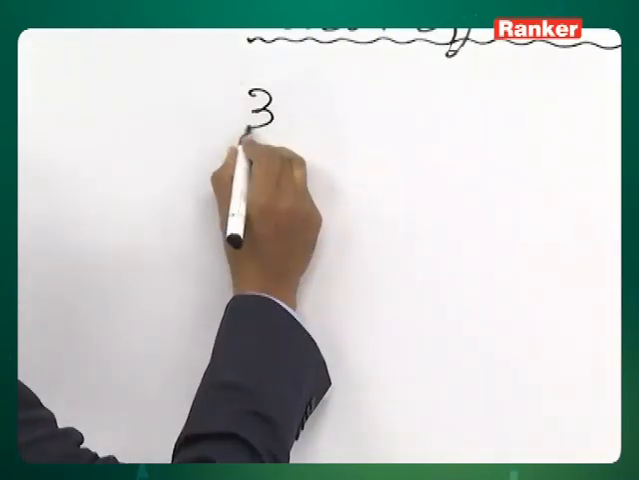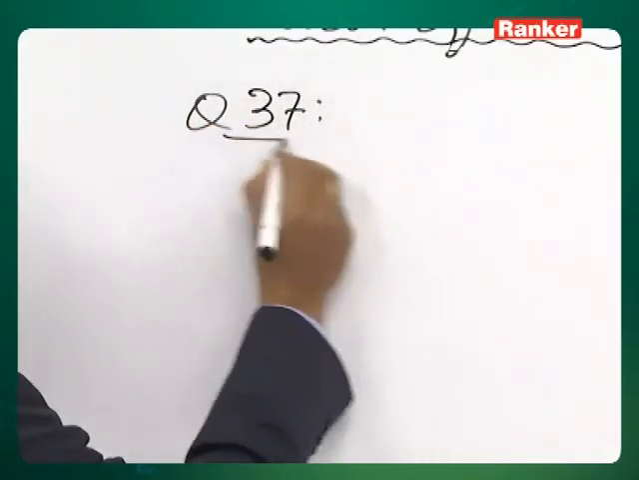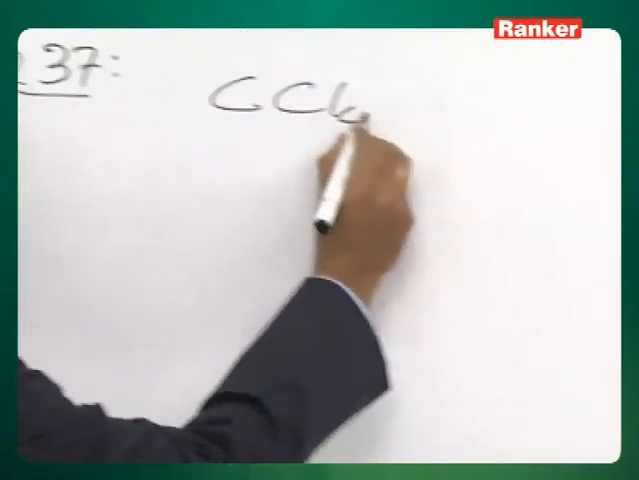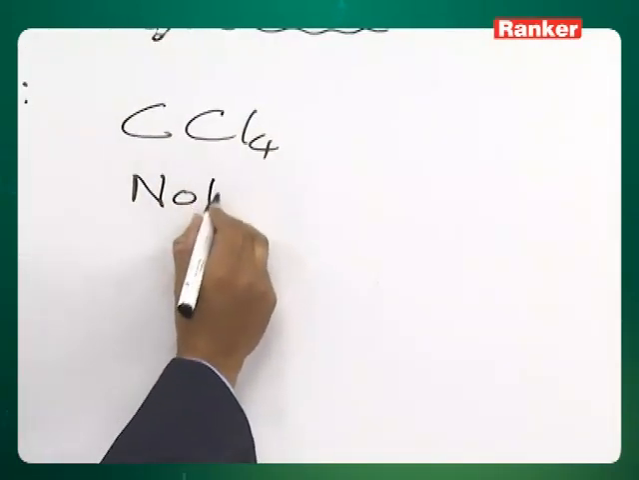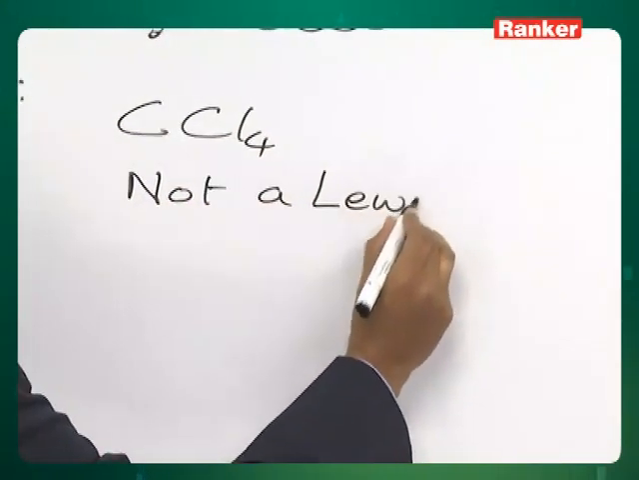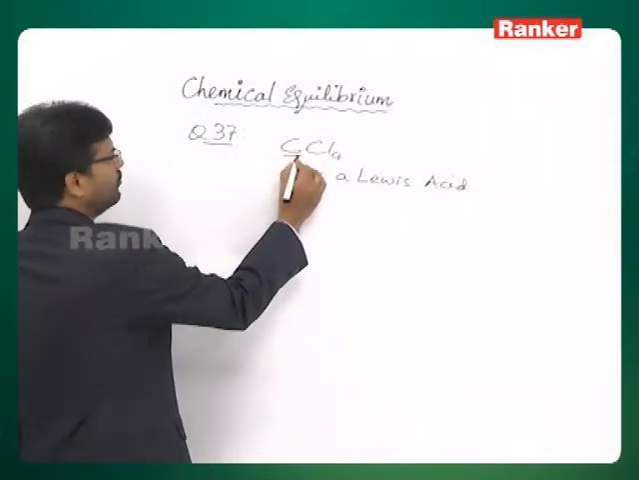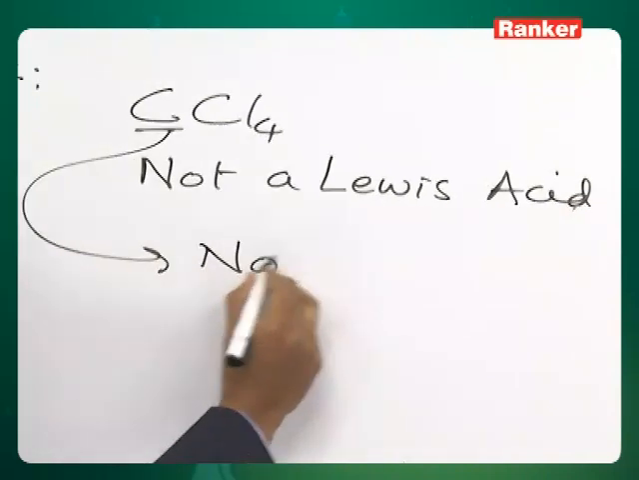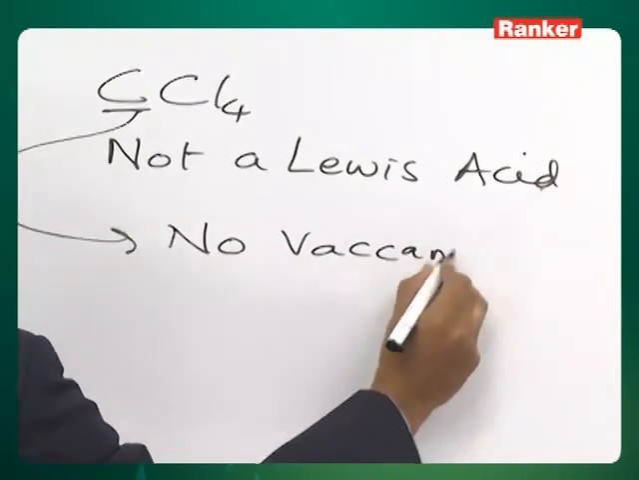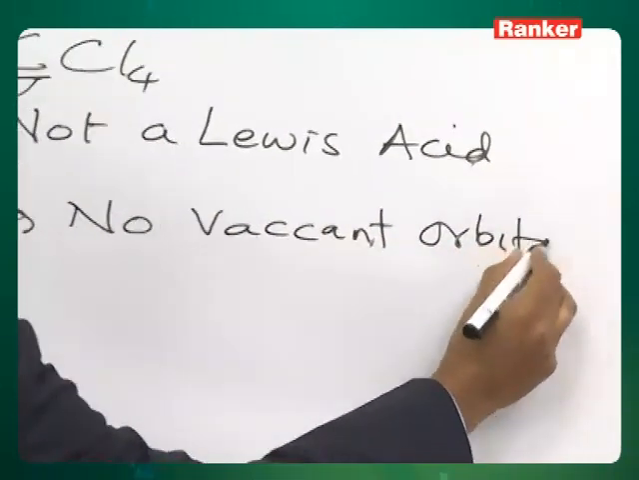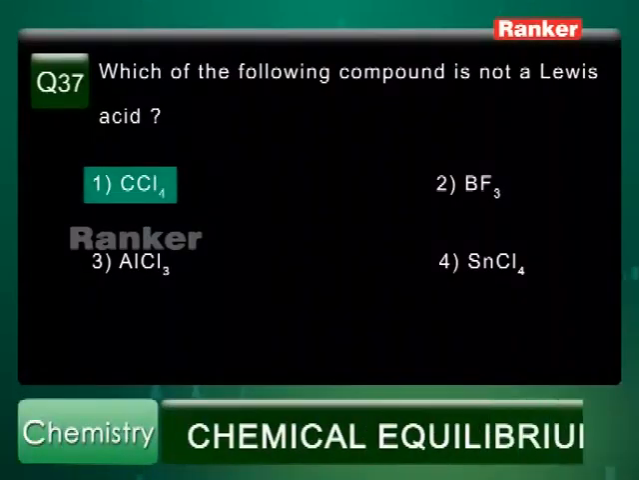Question number 37. CCl4 is not a Lewis acid as it does not contain a vacant orbital. No vacant orbital is present, therefore it does not act as a Lewis acid. So the correct answer is the first option.